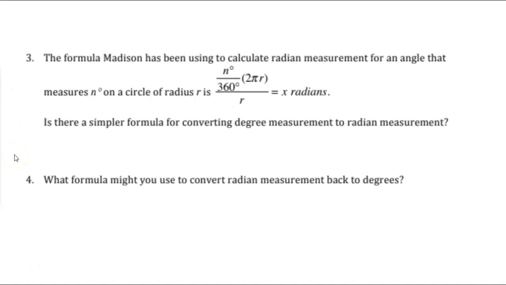The formula Madison has been using to calculate radian measure for an angle that measures n degrees on a circle of radius r is n degrees over 360 degrees times 2 pi r, all over r, is equal to x radians. Is there a simpler formula for converting degree measurement to radian measurement? And what formula might you use to convert radian measurement back to degrees?